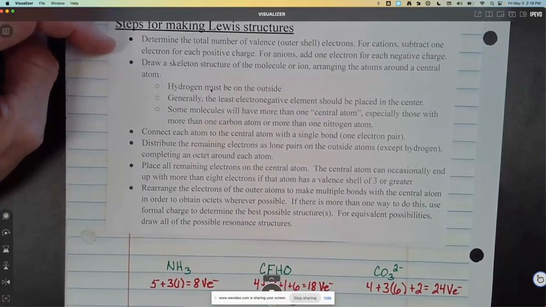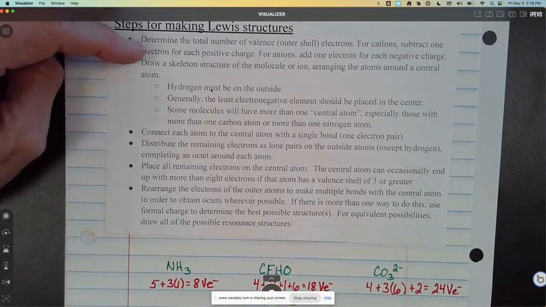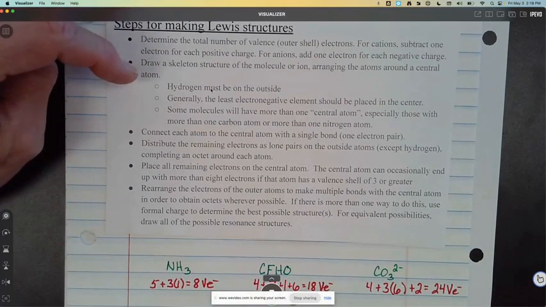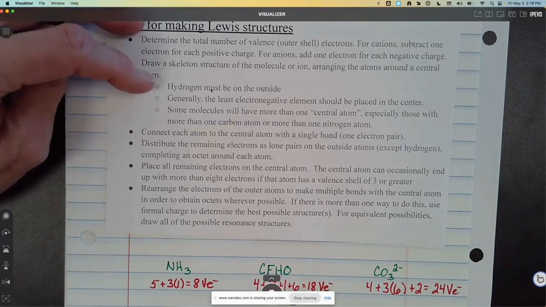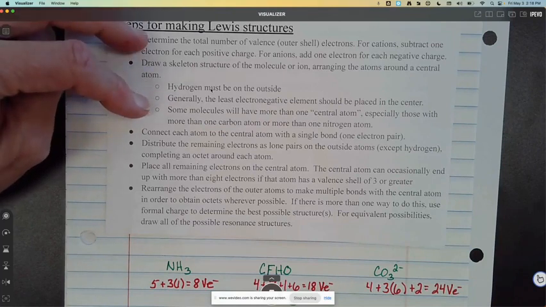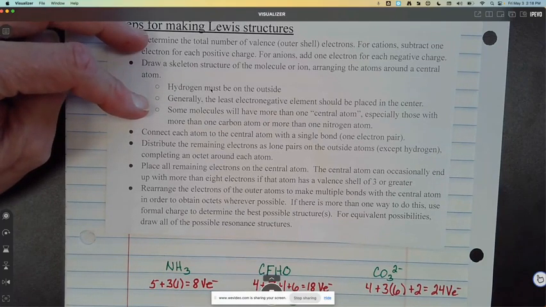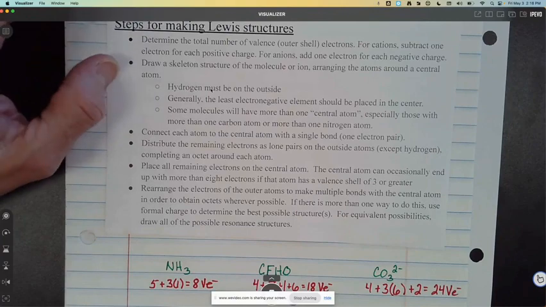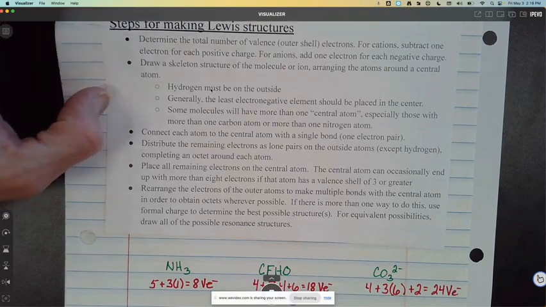The next thing says to draw a skeleton structure arranging the atoms around a central atom. Here are the general rules. Hydrogen's got to be on the outside. Hydrogen can only make 1 bond. It's the end of your molecule, so don't try to put it in the middle. Generally, the least electronegative element is going to go in the middle, and some molecules, especially those with more than 1 carbon or more than 1 nitrogen, may end up with more than 1 central atom.